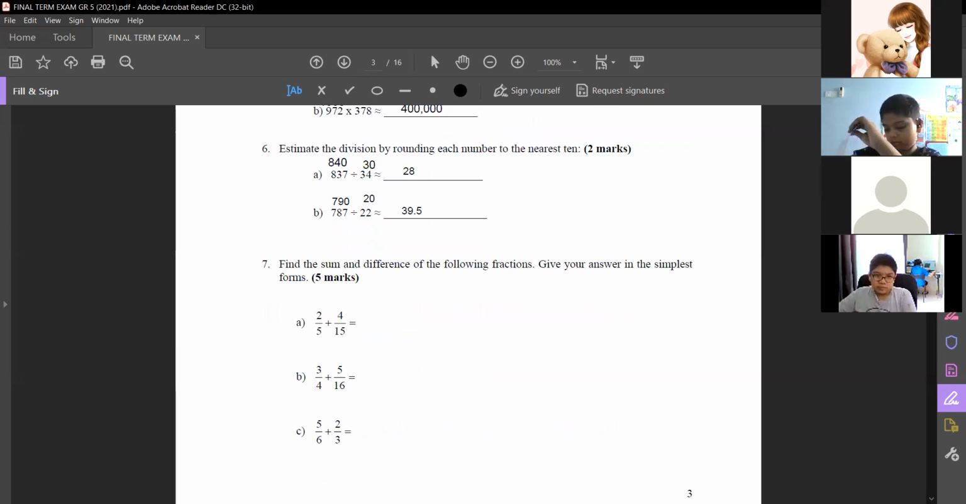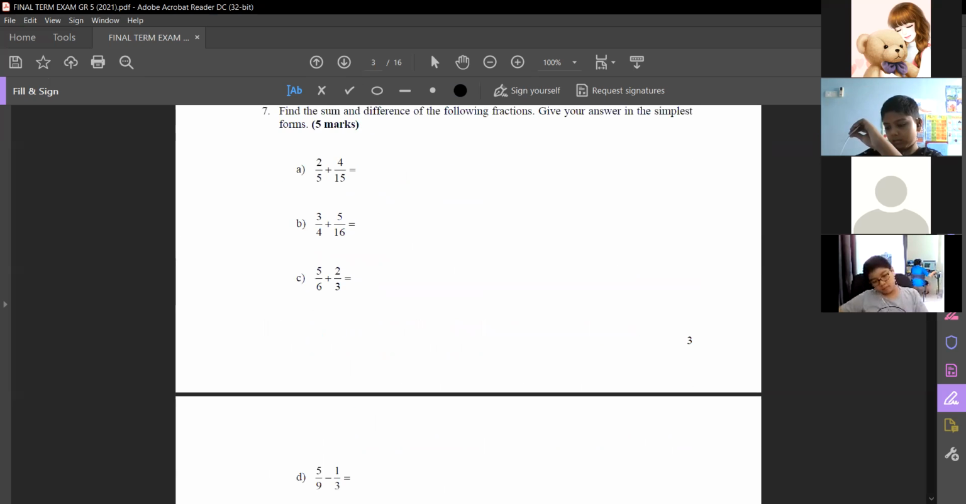Okay, this one, I don't want to explain. You should know how to do. Okay, we just finished this one. 7 A, B, C, D, E. Just give me the answer. What is the answer you should get? 2/5 plus 4/15. What is your answer? 10/15. 10/15, your answer is wrong.